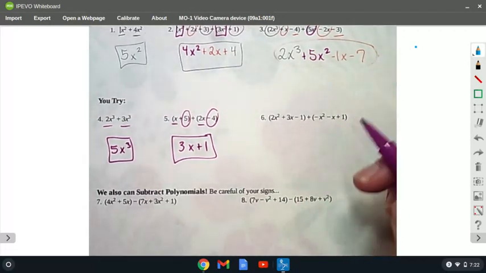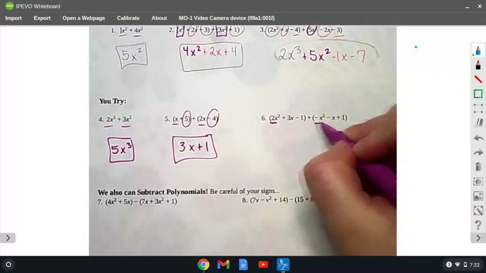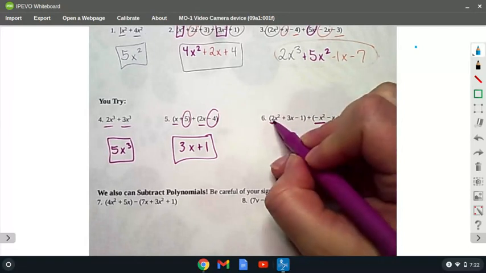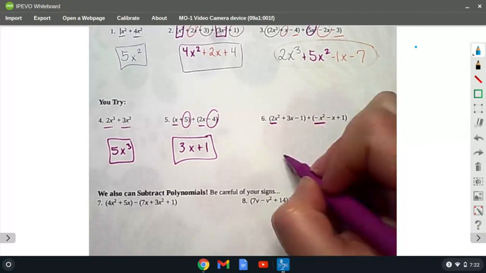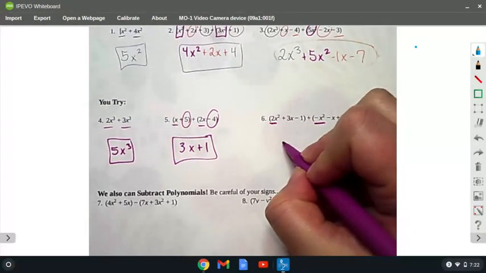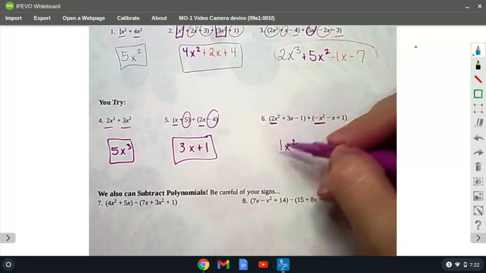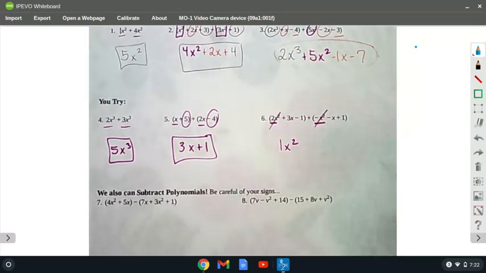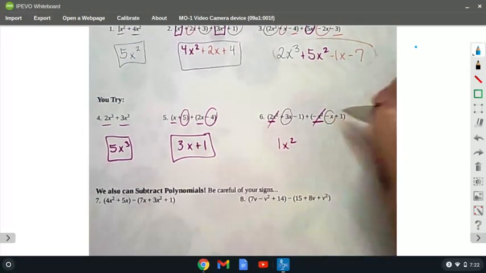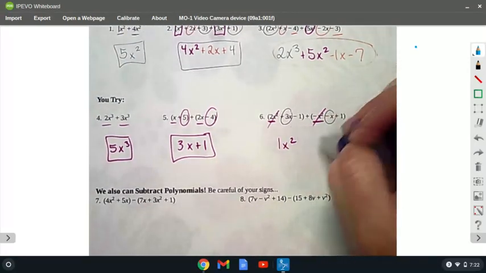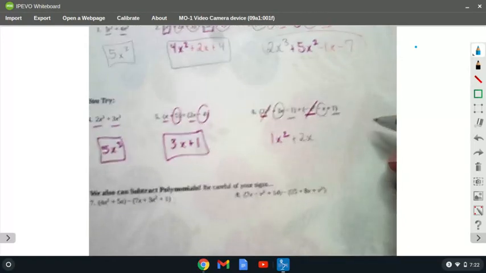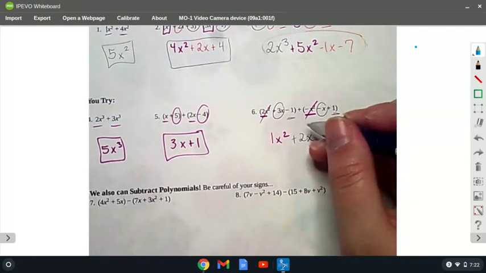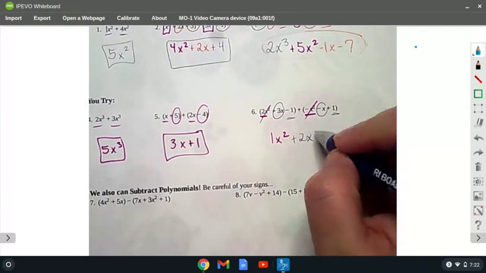Over here, my largest degree is 2. So I'm going to add those 2 together. 2x squared minus x squared, because if I'm adding a negative, I'm really just subtracting. So 2 minus 1 gives me 1x squared. And I'm just going to kind of cross those out to know that I'm done with those. Then I have 3x and negative x that can combine to be 2x. And then lastly, I have negative 1 and positive 1. Those actually eliminate. They cancel out. They add to be 0. So negative 1 plus 1 is 0.